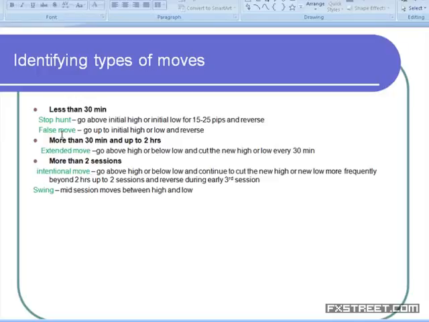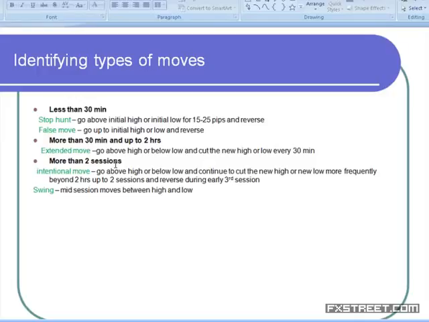The stop hunt and false move happen in less than 30 minutes. For about 15 to 25 pips above the high or below the low, they are set. Then the extended move is beyond 30 minutes and up to 2 hours. And then they reverse the market. These are all the types of moves they do in order to bring in intraday trend reversals.